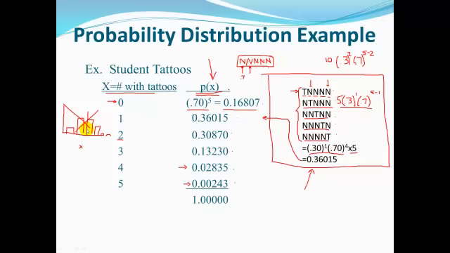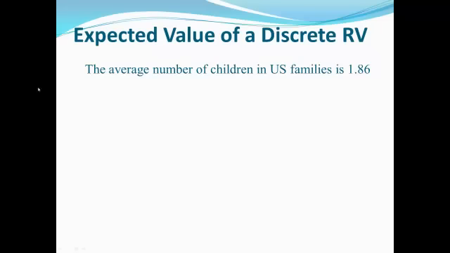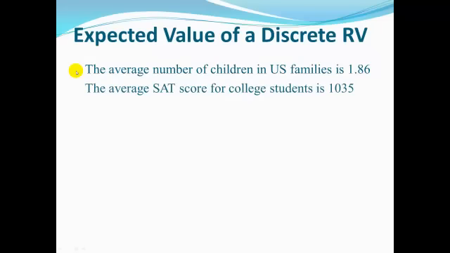Well, after you get a probability distribution, the next step, the logical question is, what do you expect to see? What's the expected value of this random variable? And I've given you a couple of examples here. I'll put both of them up at one time. The average number of children in U.S. families is 1.86. The average SAT score for college students is 1035. When you think of SAT, I'm thinking about the math and the verbal. I think they've added a section since I saw this last number.